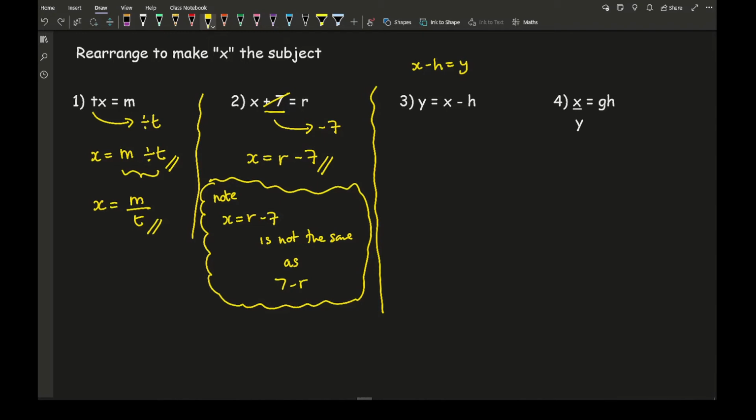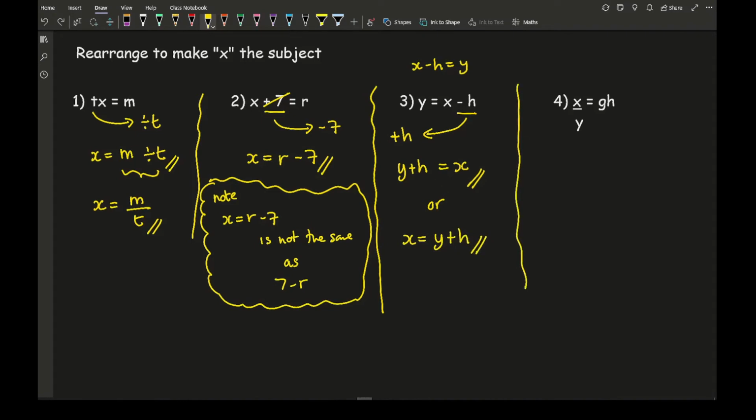Here I want to make x the subject, but again, I've got this minus h to get rid of. What's the opposite of subtracting h? Well, it's adding h. So what have I got left on this left-hand side? I've got y plus h equals x, and now I've got x by itself. That there is my final answer. And again, if I wanted to, I could write that as x equals y plus h. Again, there is my final answer.